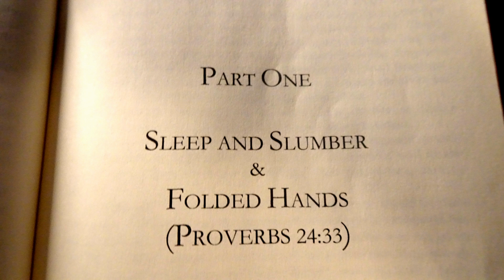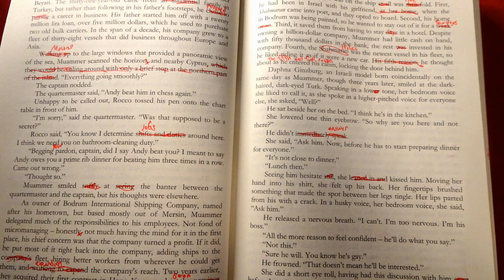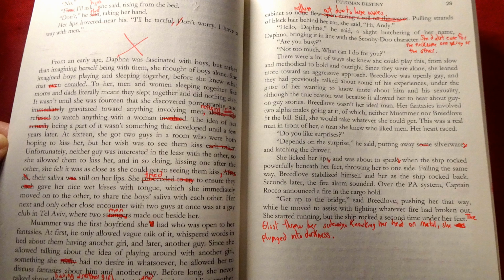Part 1, Sleep and Slumber in Folded Hands. I won't go through it, but you can see the changes I'm making to the book. Really just small changes, a word here or there. I've gone through most of these kinds of changes with you guys before though. The main thing I want to show here is the little cross thing I have on the top left of the page. What happened originally was this was a whole other chapter, but I talked about it in a previous video. I decided to link these chapters.